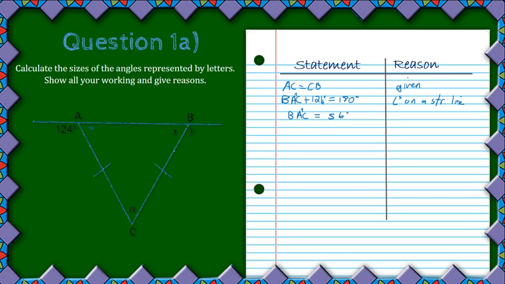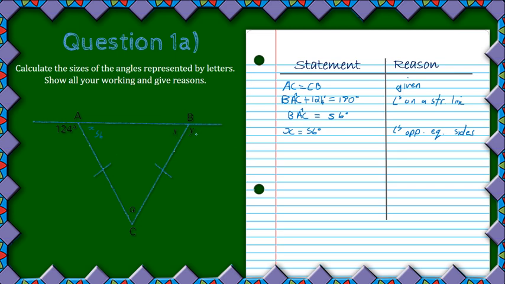So 56 degrees. Alright, so now that we have this angle over here being 56 degrees, we know that it's equal to this angle because these are equal angles opposite equal sides. So we'll say that X is equal to 56 degrees, and our reason is angles opposite equal sides.